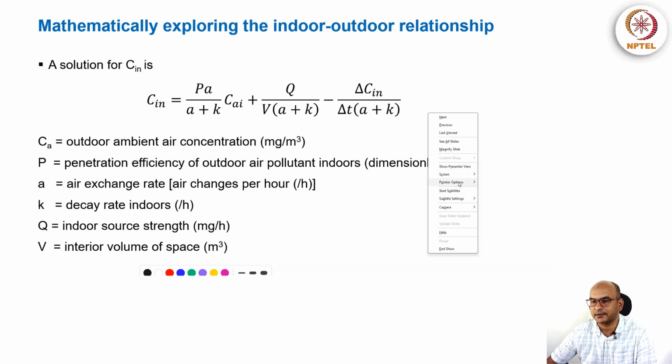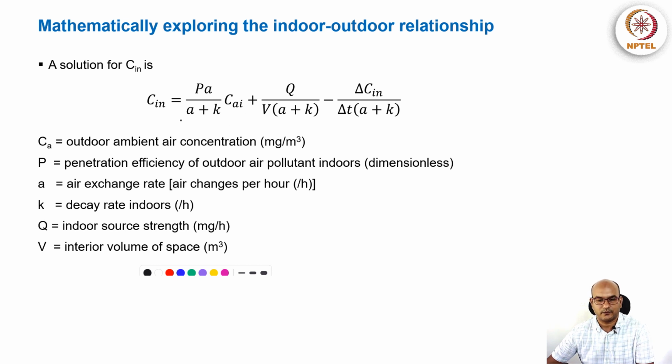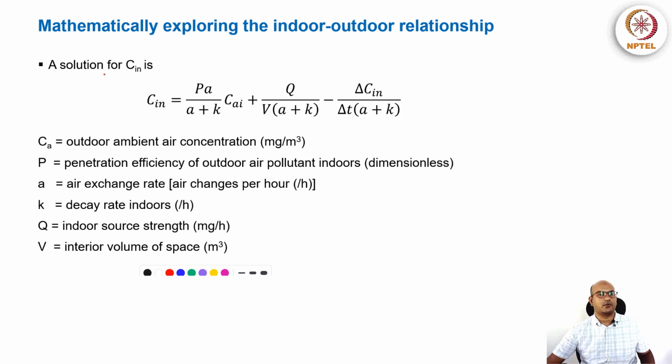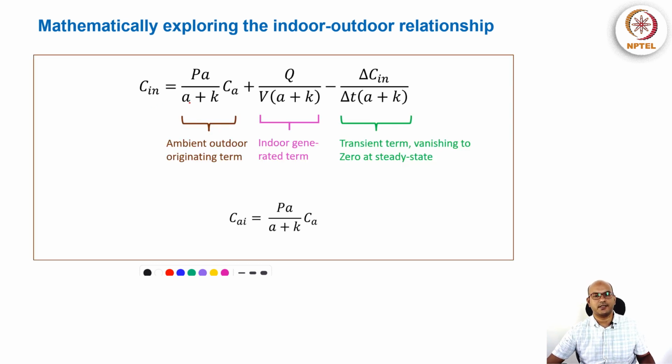So we can summarize here, okay, I can just use the red pen. Our solution for C in could be C in is equal to P A by A plus K, C A, plus Q by V times A plus K, minus delta C in by delta t times A plus K. And this is the ambient outdoor originating term. This is the indoor generated term. And this is a transient term which will vanish to zero at steady state.